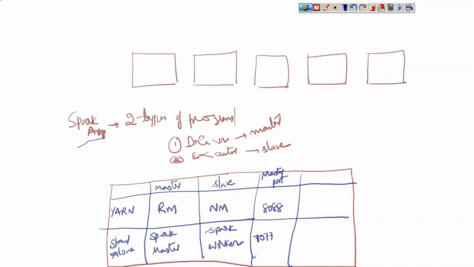The stages and tasks that we are going to discuss do not belong to YARN or standalone. They belong to the driver and executor, and that's why I'm trying to make you understand this. Driver and executor act as the master and slave processes. Let us say now these are some nodes.